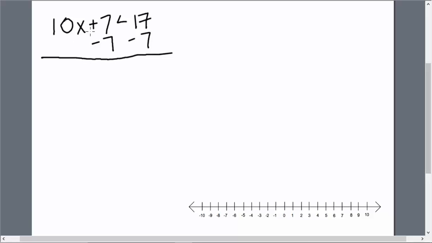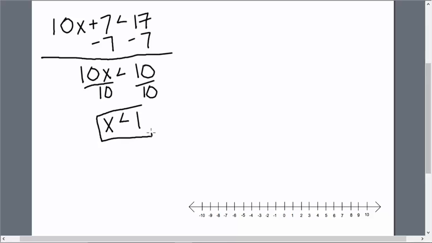Now I'm not dividing by a negative number. This is just subtraction, so there is no need to change that sign. So I have 10x is less than 10, and I want the x by itself, so I'm going to divide everything by 10. And same thing, this is a positive number, so no reason to change the sign. So I have x is less than 1.